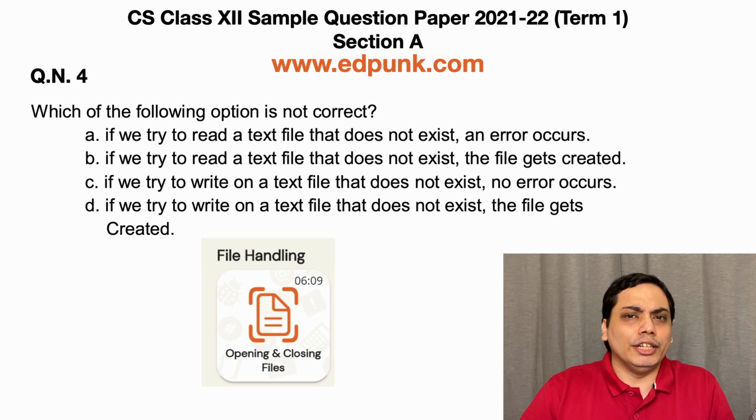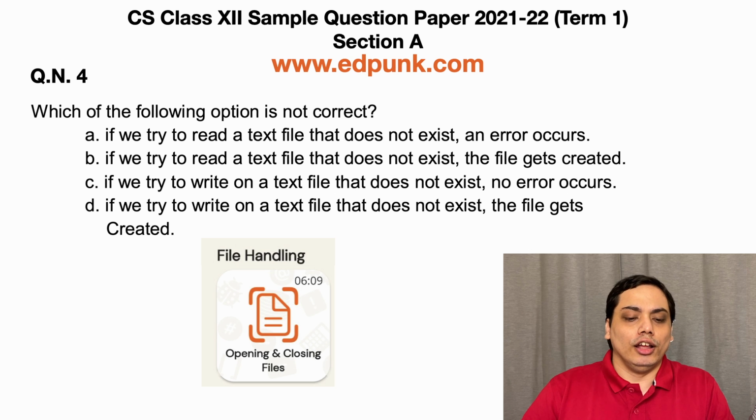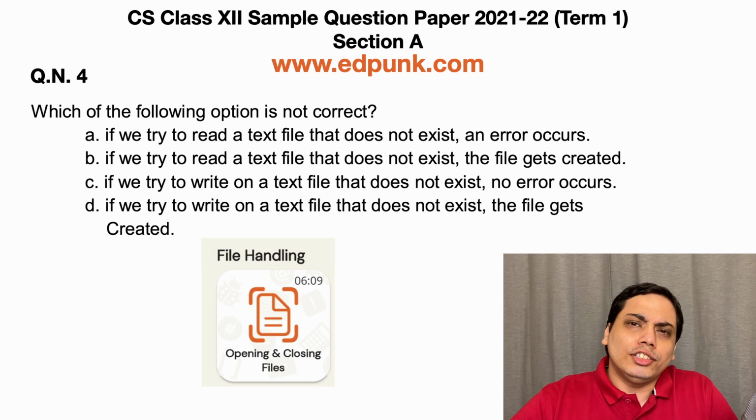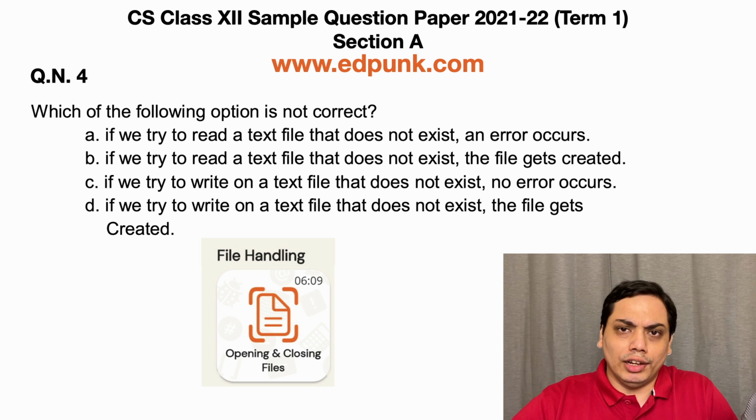So this question is based on the concept of file handling, which is opening and closing files. And you can find that video on the Edpunk app, which explains it very well in detail. So let us go through each and every option right now. Let us start with the first option, that is, if we try to read a text file which does not exist, an error occurs. This option is correct because when we open a file in read mode and if it does not exist, then the Python interpreter throws an error.